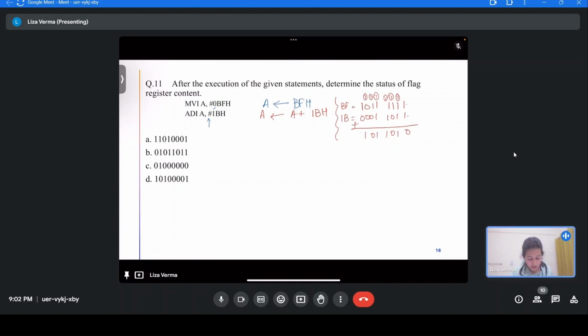So remember, we need to get the status of the flag register, not the actual addition, right? So the answer is this, but what all bits get modified in the flag register? First of all, we need to see the carry flag. Is there any carry here?